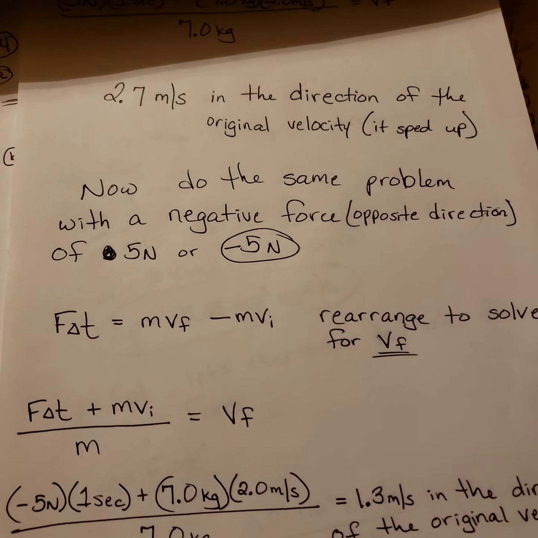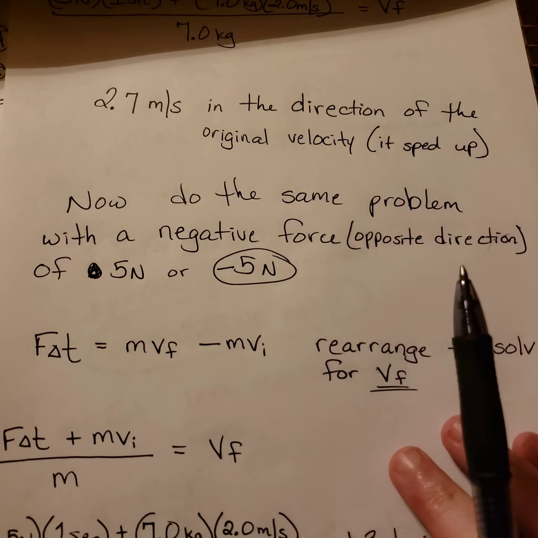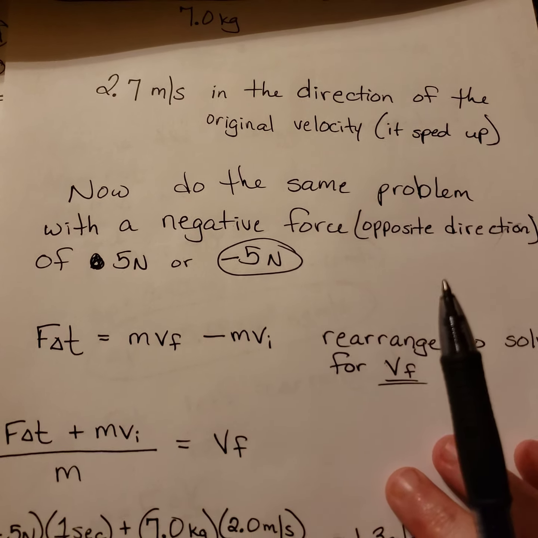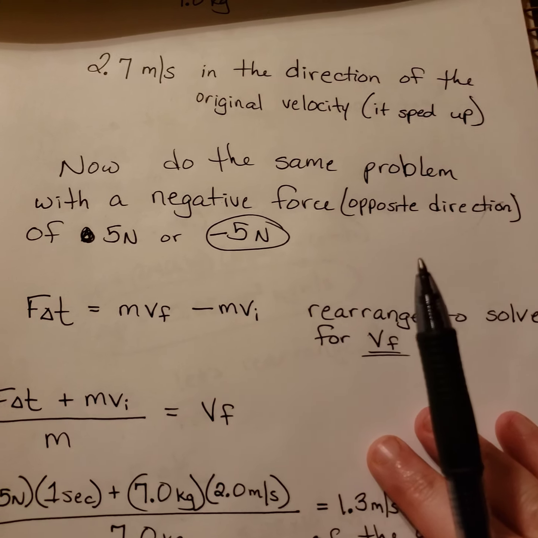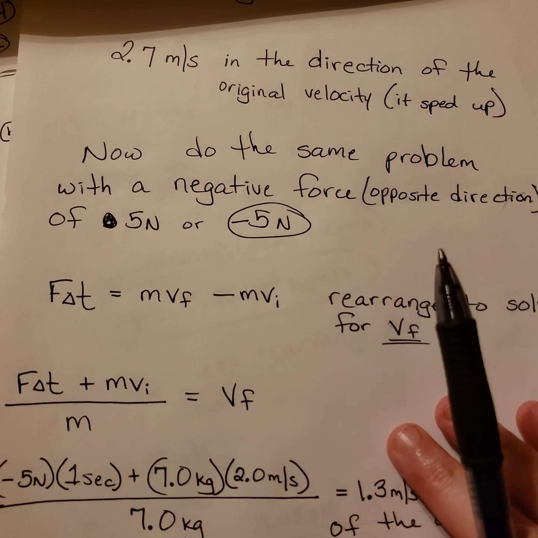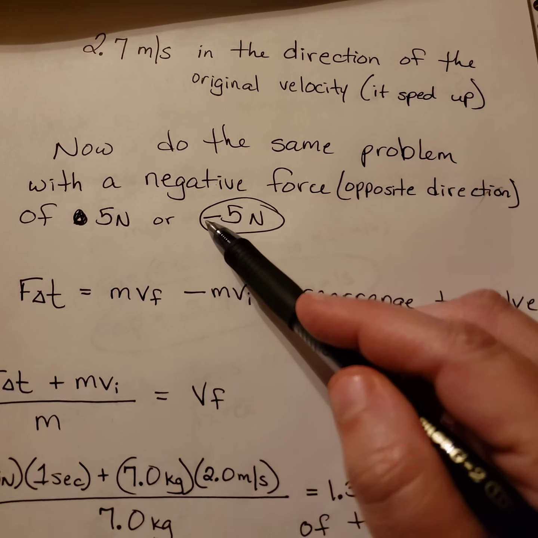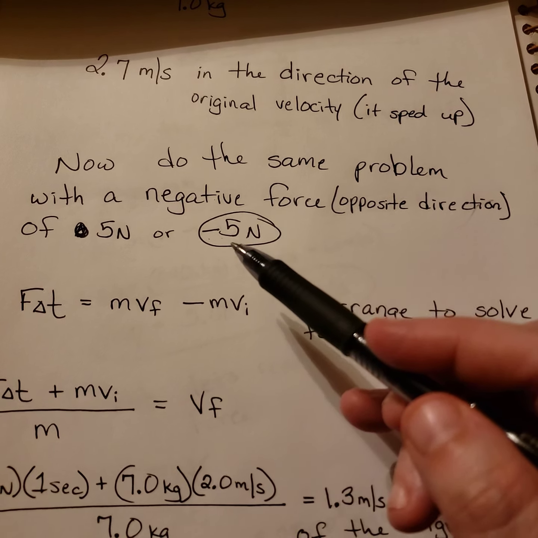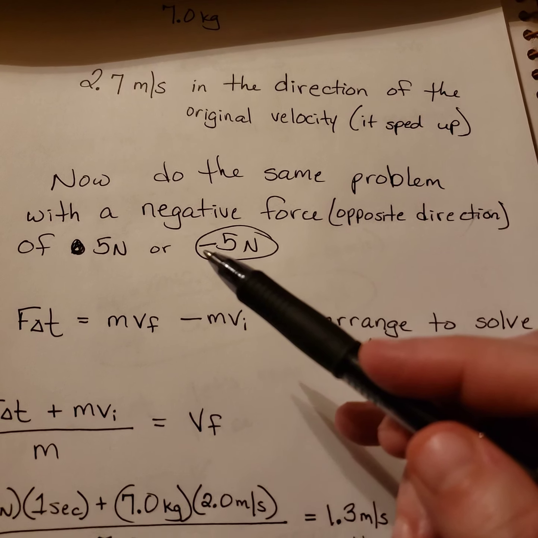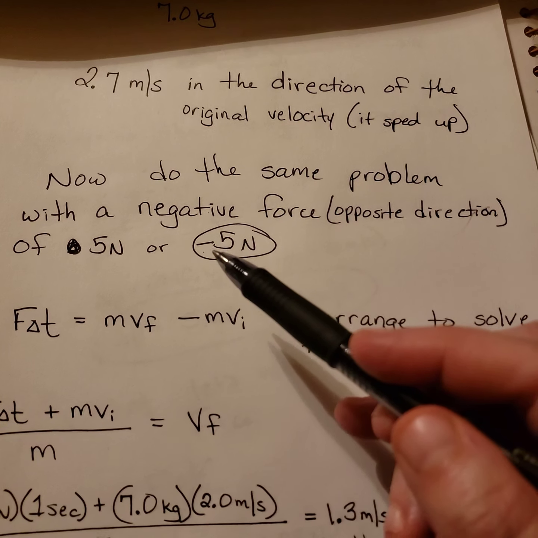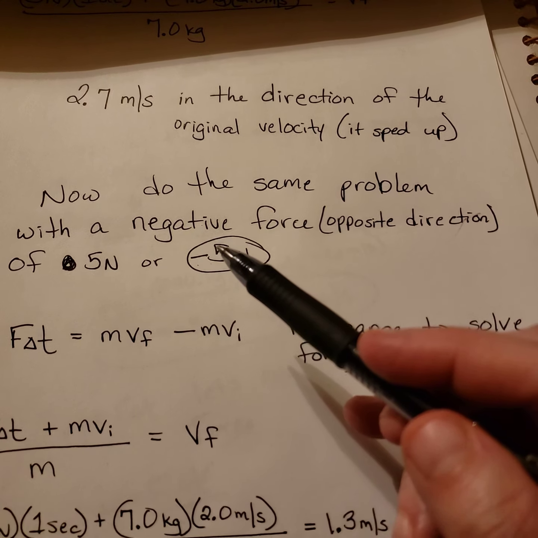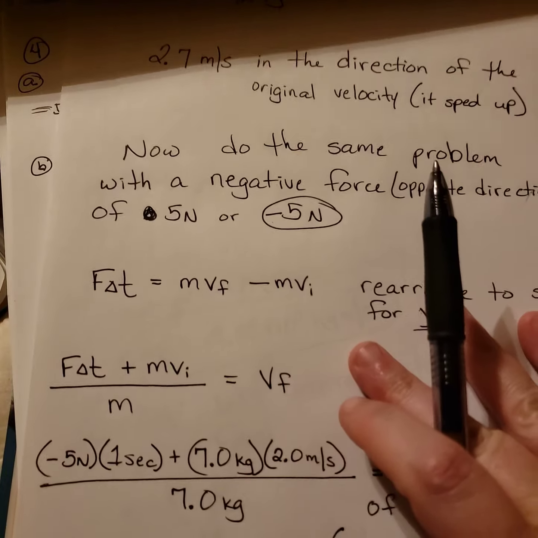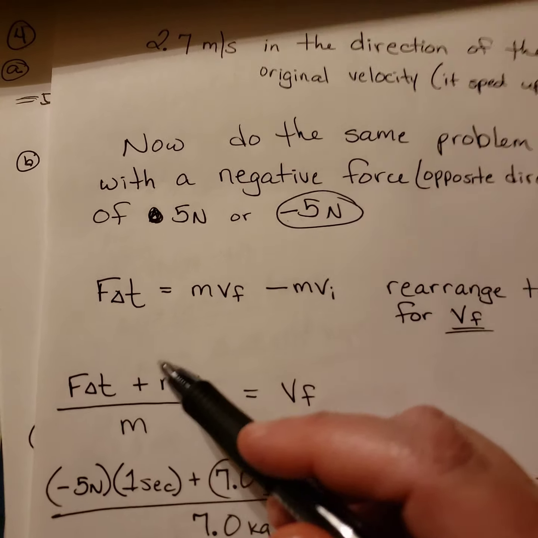And now we're going to do the same problem, but with a negative force in the opposite direction of the 5 newtons. So we're going to use negative 5 newtons. Remember, that doesn't mean it's less than 0. It's simply a force in the direction opposite the original motion. Okay? So let's set it up again.